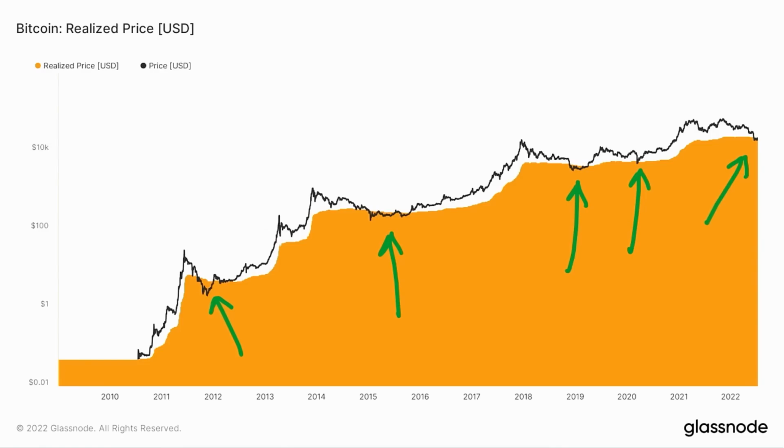Now, what you have to understand with a realized price dip is that you will have volatility around it. Just because it's dipped below realized price doesn't mean it's going to go just up from now. It could very well go further down. Like here, we had a rather large dip into realized price or below realized price. So this could go further.